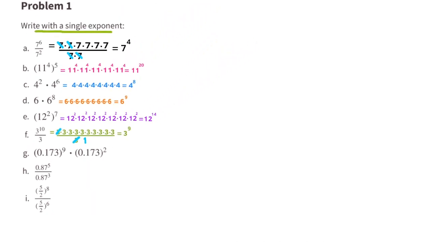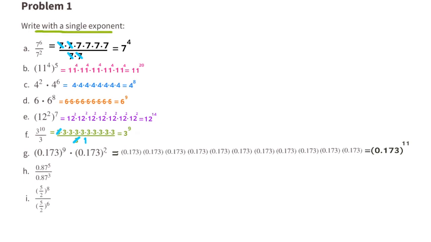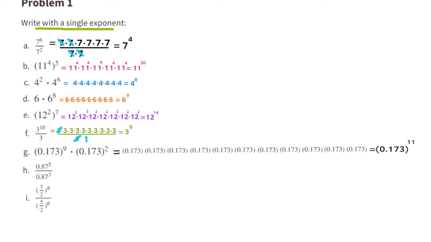G. 0.173 to the power of 9 times 0.173 to the power of 2. That's 0.173 times itself 9 different times, and then multiplying itself times 0.173 2 more times, for a total of 11 times. So the answer would be 0.173 to the power of 11. You can see here we just added the exponents. 9 plus 2 is 11.